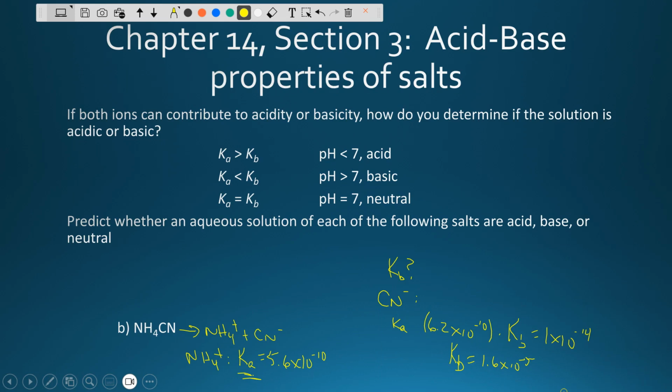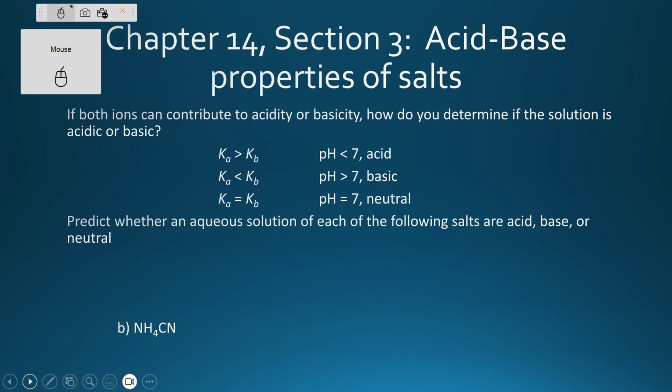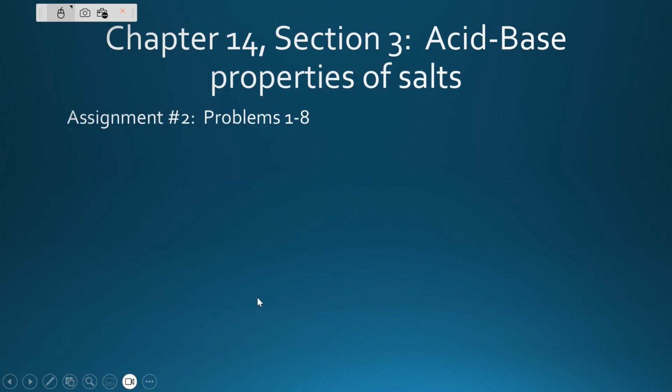Okay, so what do I see? I see that my Kb is actually, in this case, larger than my Ka. So therefore this is going to be a basic solution. Okay, really straightforward with these. I don't think you're going to have any problems with them. Just know how to plug values in and use your charts.